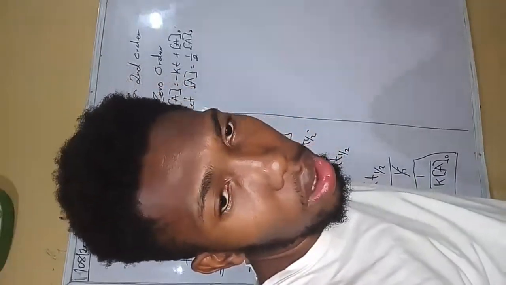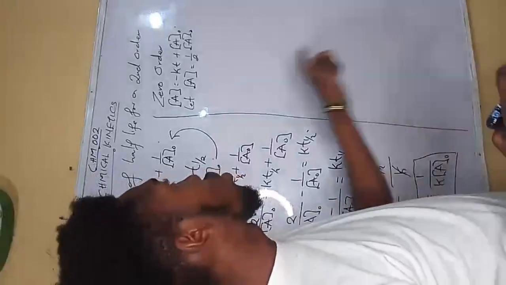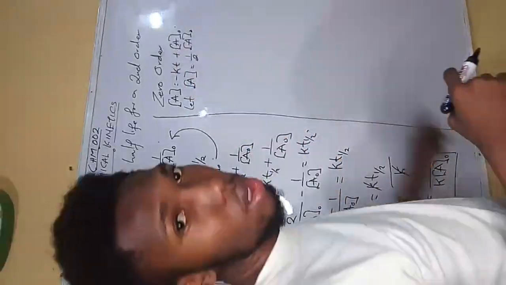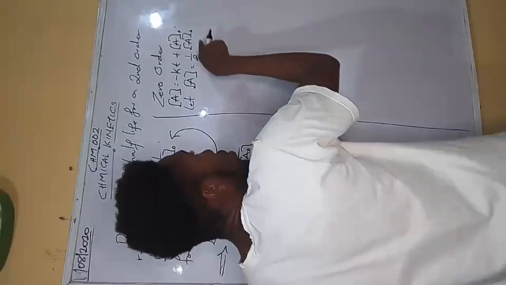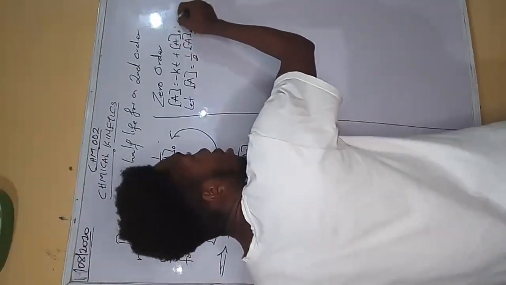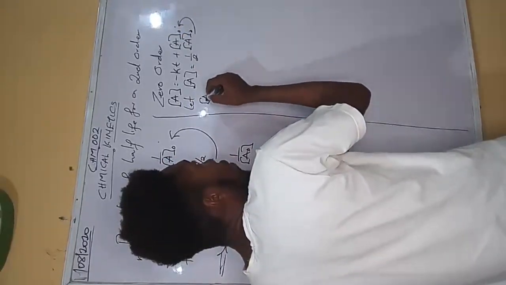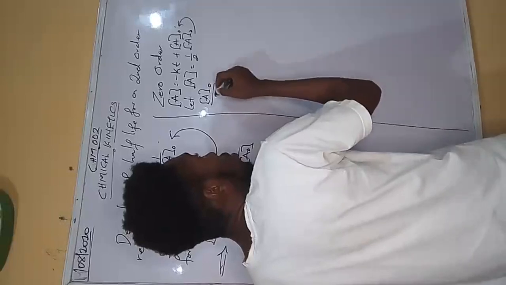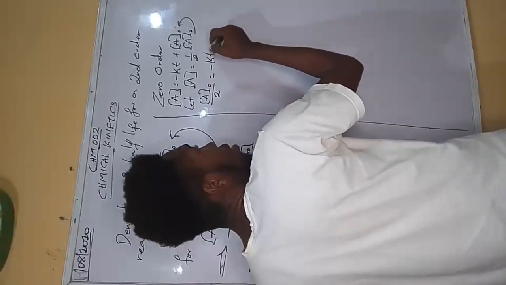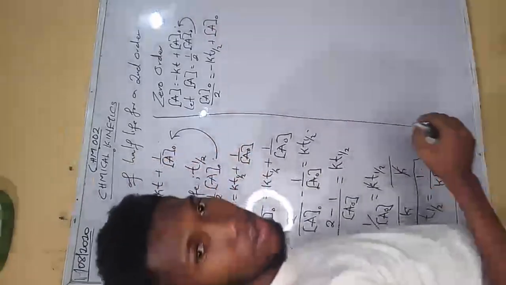Minus KT plus A naught. That's not the half-life, that's just the expression. I want to get the half-life from the expression. So look at it. You will now say that this is what you're going to be substituting in this place for your A. So we will now be saying that instead of writing A, that is A naught over 2 is equal to minus KT plus A naught.